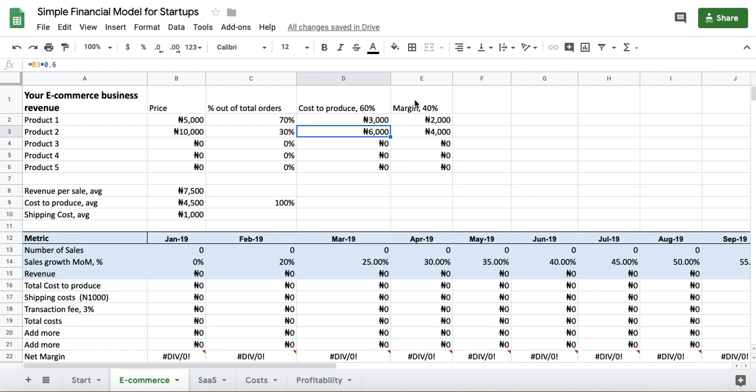Then your margin is how much over that you have. So in this case, you sell at 5,000, you're spending 3,000 to produce it. Your margin is 2,000. That's not your profit, because you'll have other expenses, and we'll talk about those in the costs sheet.